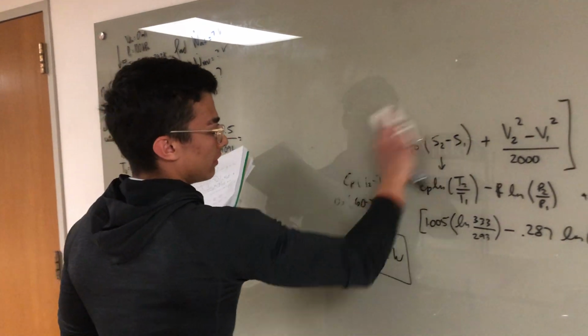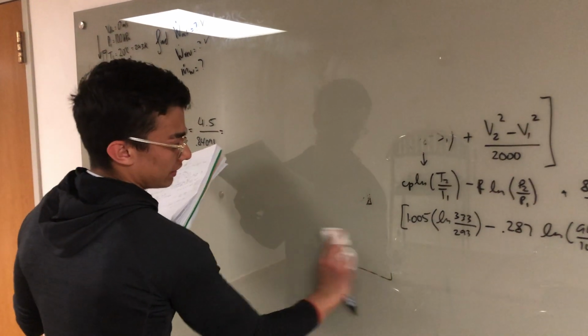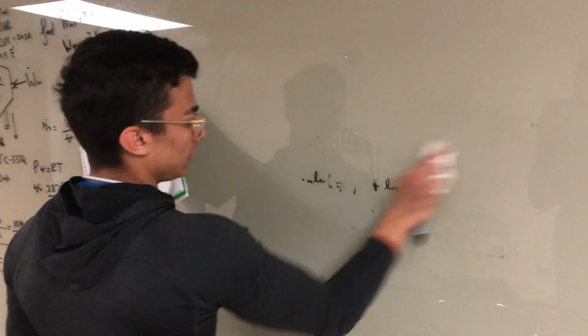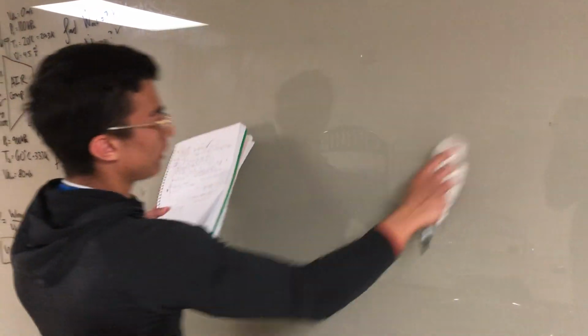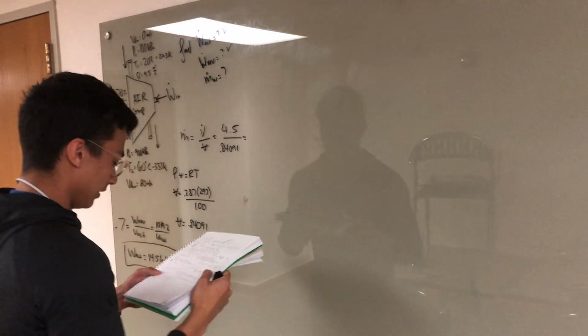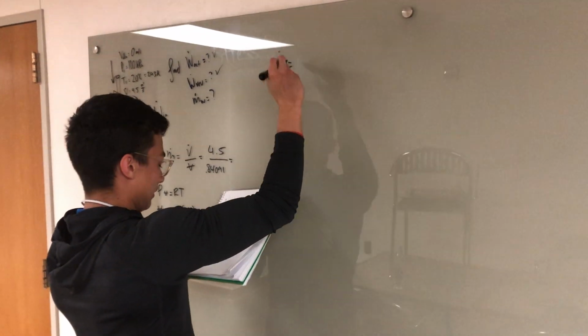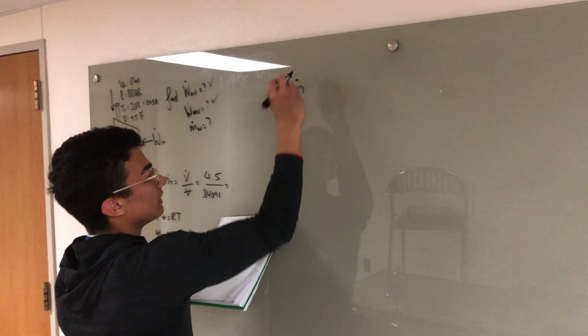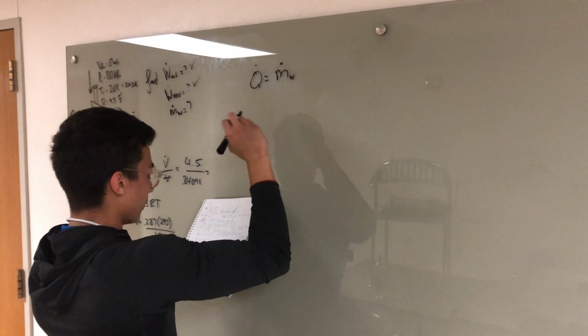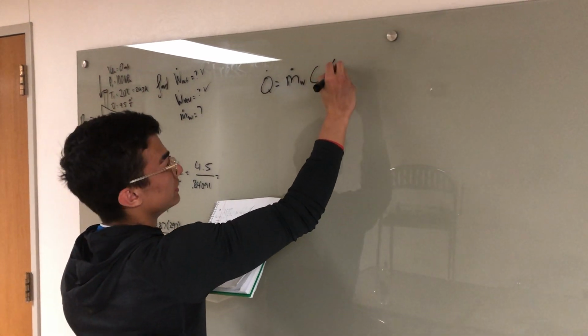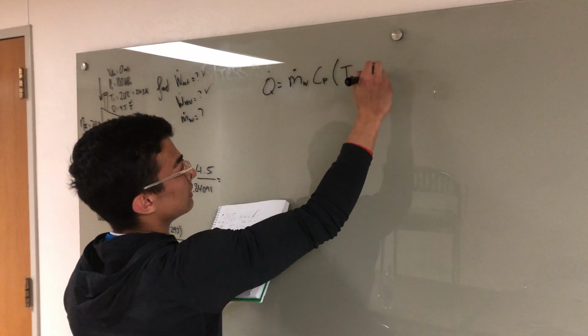And to find the mass flow rate, you're going to have to recall that Q equals m dot Cp delta T. Let me write that down. Q equals m, being the mass flow rate of the water, which is what we want to find, times Cp delta T, which is the difference in temperature, so we have T2 minus T1.